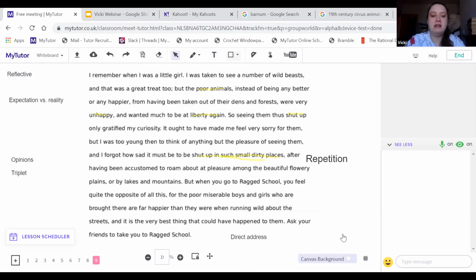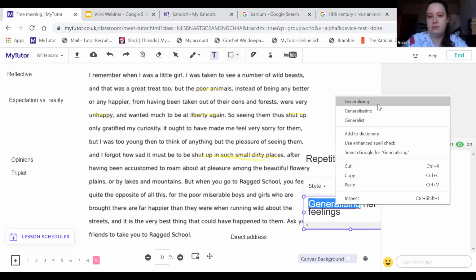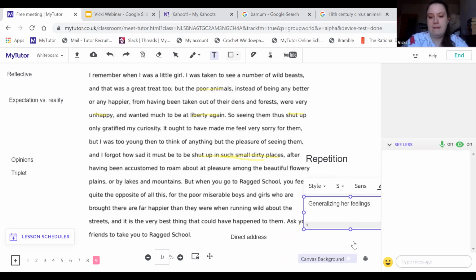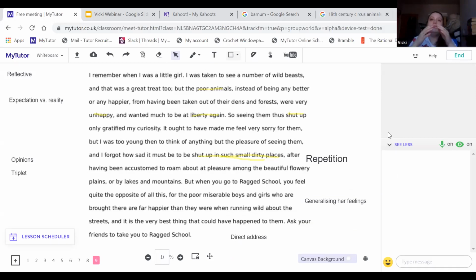And I think generalizations as well. She's attributing what she felt when she was there to everybody else, in that she's generalizing her feelings. Although I think that is the American spelling. So she's saying, this is what I feel, so this must be what everybody else feels, which quite possibly is not the case and probably wouldn't be.